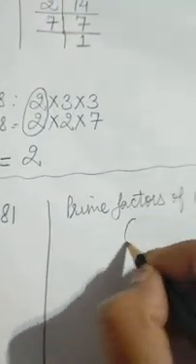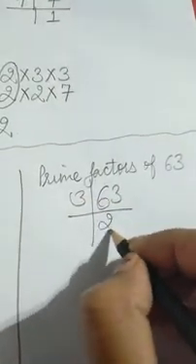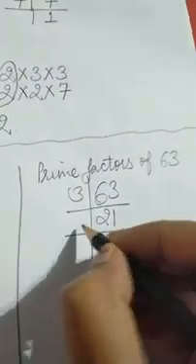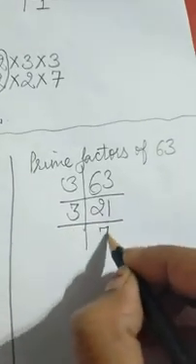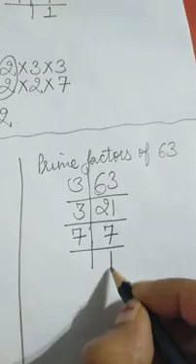After that 63 is there. 63 is divisible by 3. We will get 21. 21 is also divisible by 3. We will get here 7. 7 is a prime number, so it will be divisible by itself only.